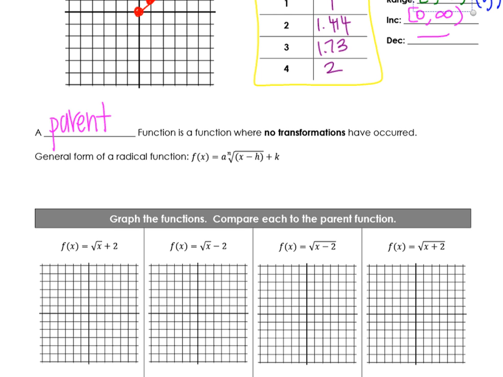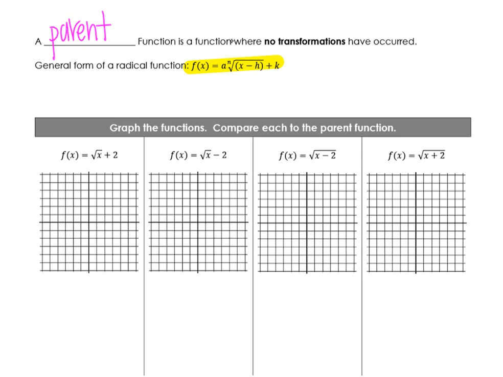The general form of a radical function is f of x equals a times the nth root of x minus h, plus k. So before we actually get into what that means, I want you to look at these 4 functions that we have at the bottom and take a few minutes and put them in your calculator.